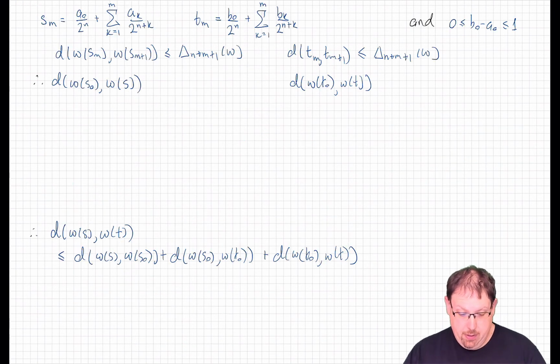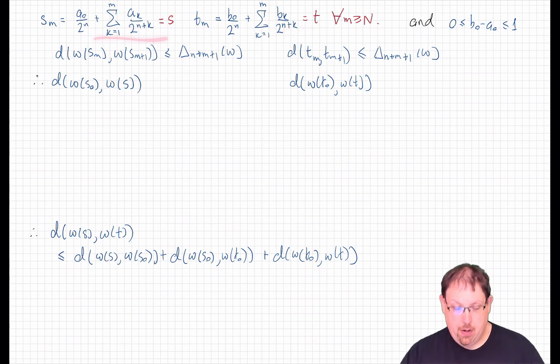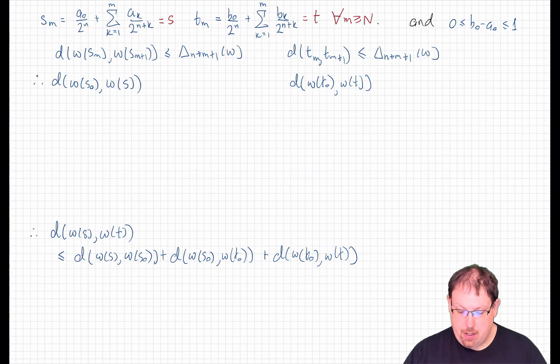And so we have two sequences, S_m and T_m, which are the truncations of the binary expansions of S and T, but we actually know that they'll equal S and T when we truncate at a high enough level, let's say m bigger than or equal to n, chosen so that both of these will give equality for m bigger than or equal to n. Then by what we just constructed, if I look at the distance between images of successive terms in either of those sequences, that's going to be less than or equal to the mesh at height n+m+1 of the path omega. From there, I can compute the following.